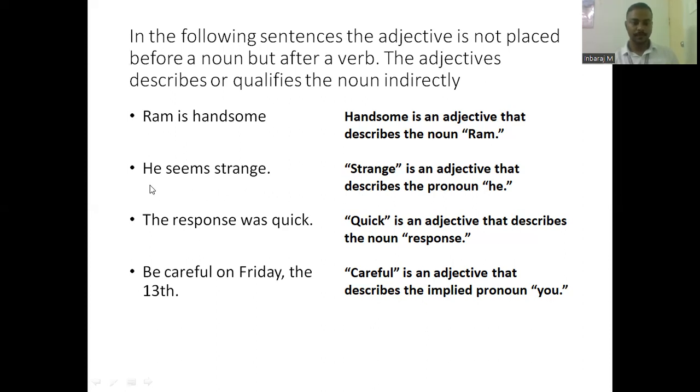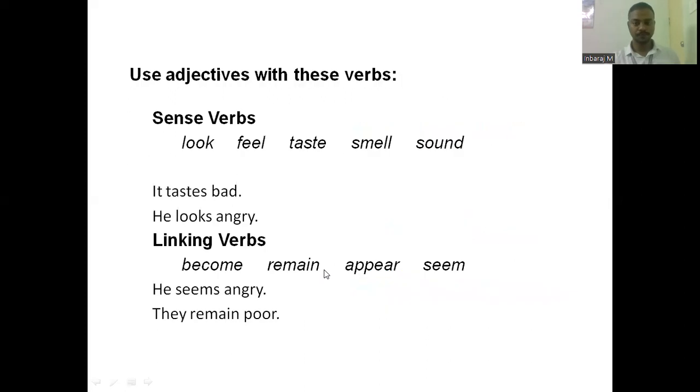And look at the next one. He seems strange. So strange is the adjective in the sentence, and that describes the pronoun he. And it comes after the verb seems. And the next example is, the response was quick. So here in this sentence, quick is the adjective, and it qualifies, it describes the noun here, that is the response. Be careful on Friday the 13th. So careful is the adjective in the sentence and it describes the implied pronoun, that is you.